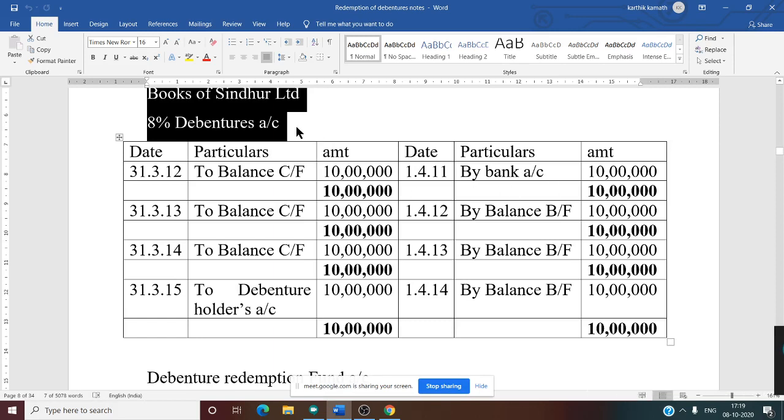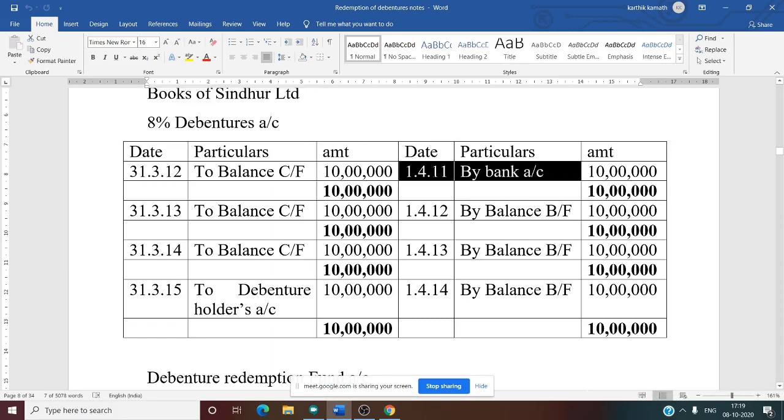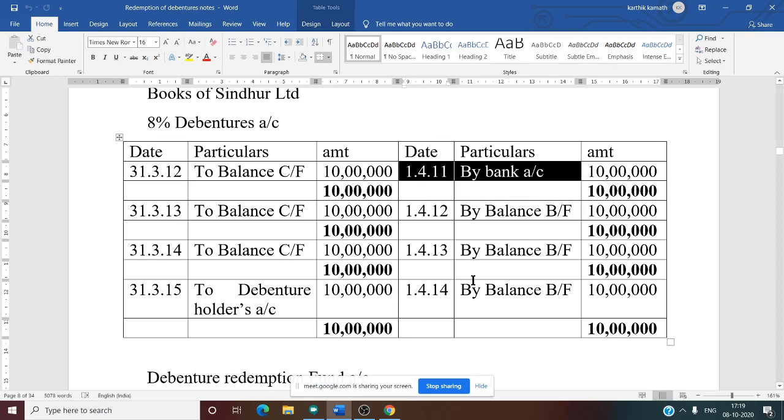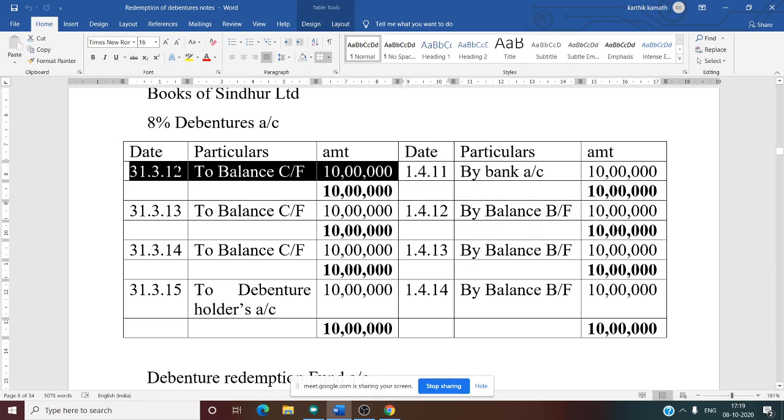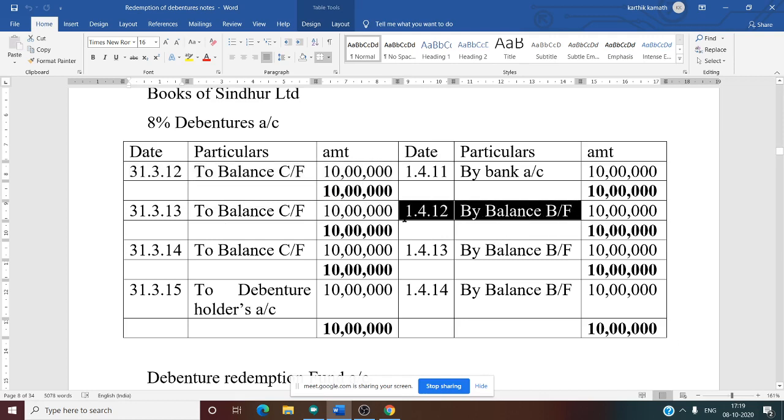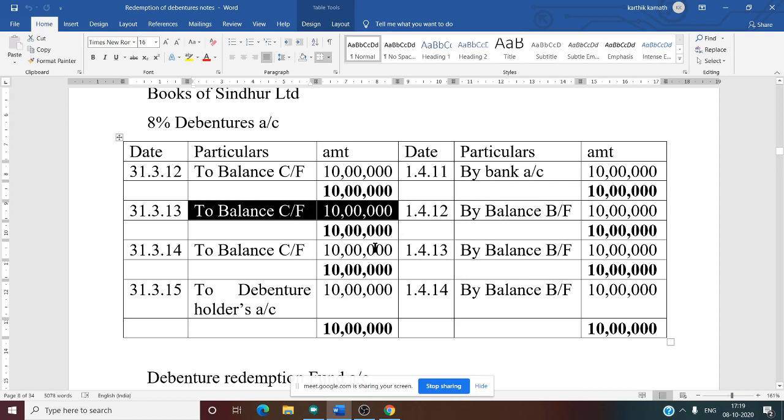But here we are preparing the debenture account. That is why, by bank at the beginning of the year, when debentures are issued on 1/4/2011, by bank 10 lakh. Then no entry in that year, so close that year, to balance carried forward 10 lakh itself. Then the same balance is brought forward for the next year, 1/4/2012, 10 lakh. Again no entry in the year 2012-13, close that year, to balance carried forward 10 lakh.